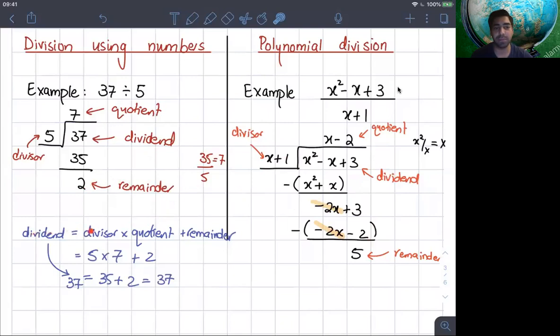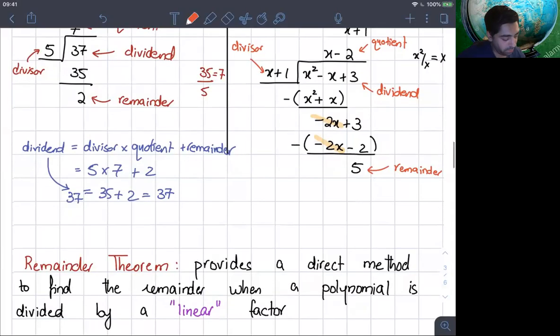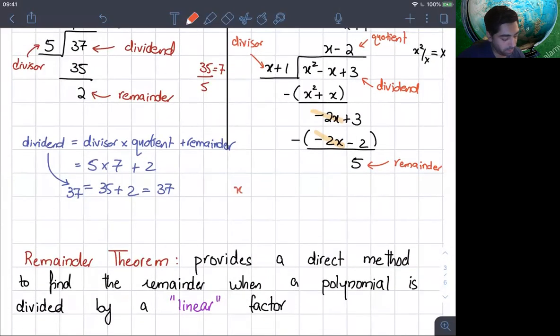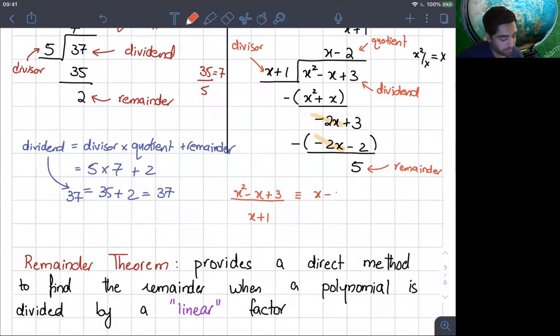And this equation that we've written down, that the dividend is equal to the divisor times the quotient plus the remainder, is going to apply exactly in the same manner to polynomials as well. So we can write x squared minus x plus 3 over x plus 1 as x minus 2 plus 5 over x plus 1. And this will always work for you. So you write the quotient plus the remainder divided by the divisor.